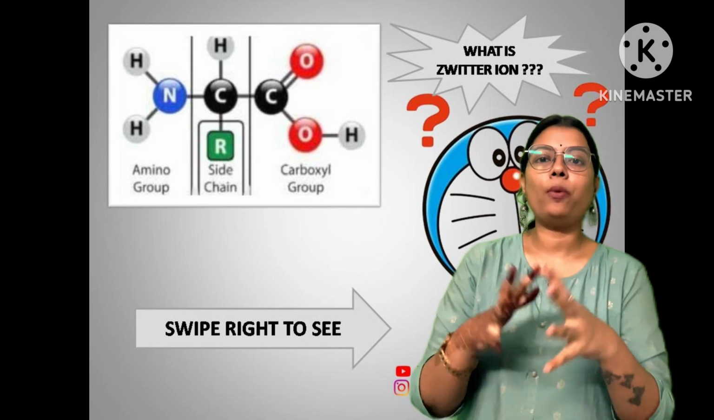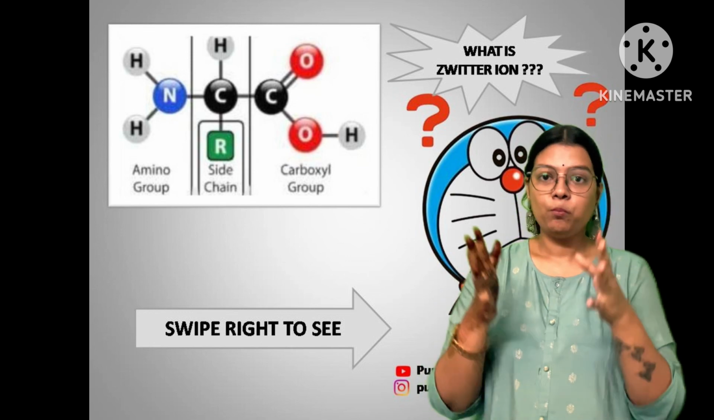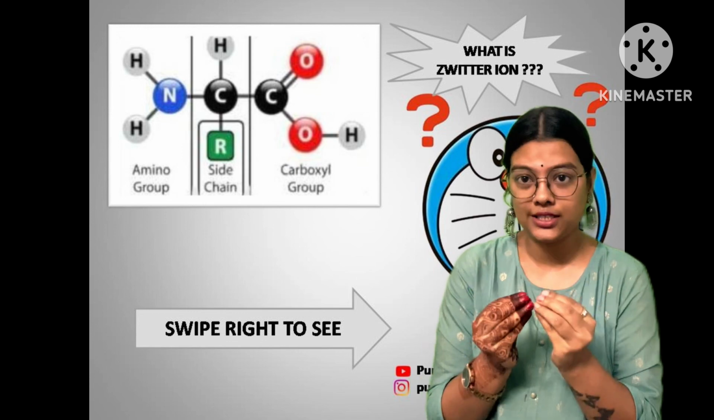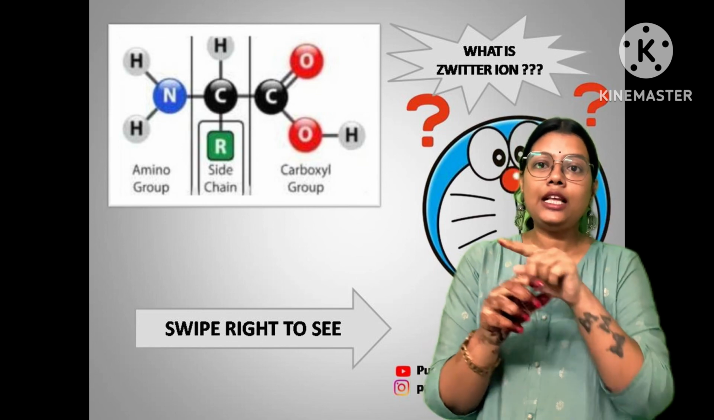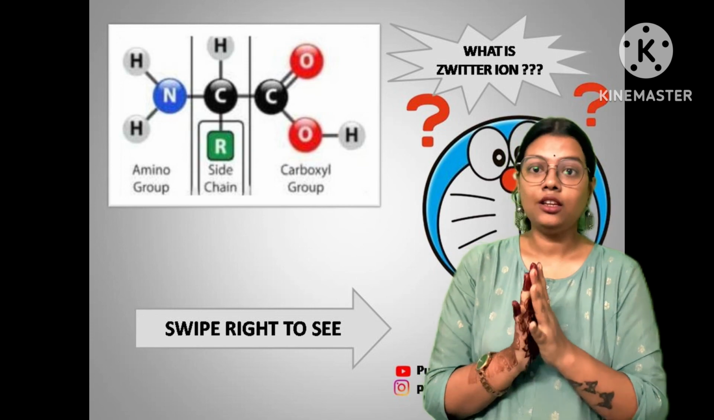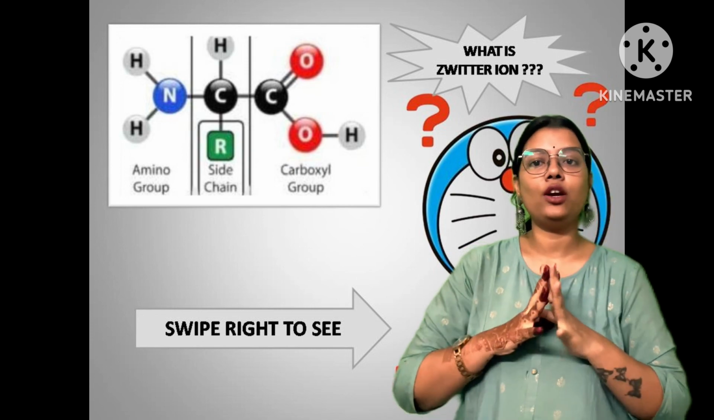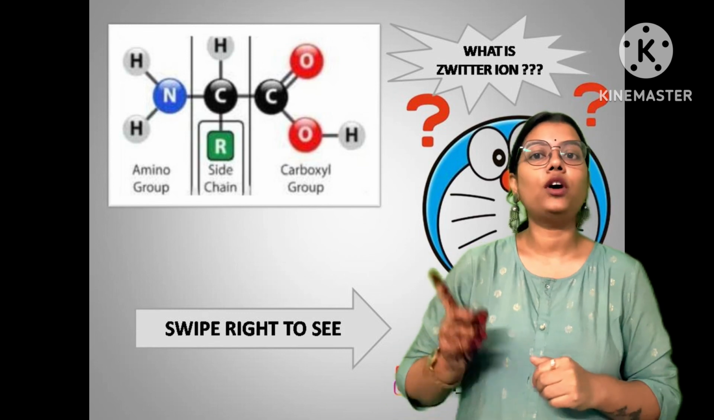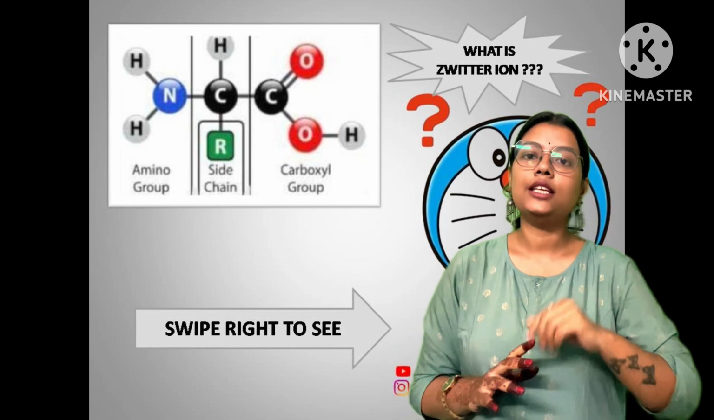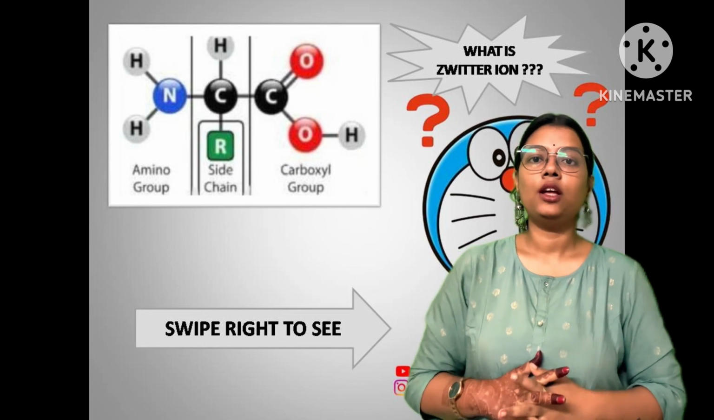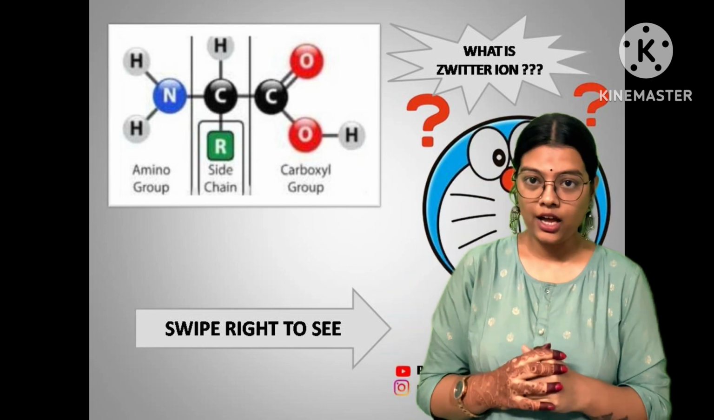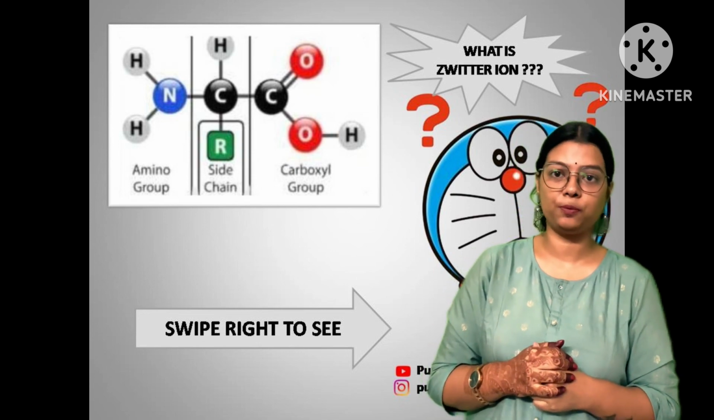So today's topic is what is Zwitter ion. Before going to Zwitter ion, we have to understand what is amino acids. And we know inside the amino acid skeleton 4 different groups होते हैं जो कि कार्बन एटम के साथ अटैच होते हैं. The first group is amino group, the second group is carboxylic group, the third group is hydrogen, and the fourth group is R, which is also known as a variable group.